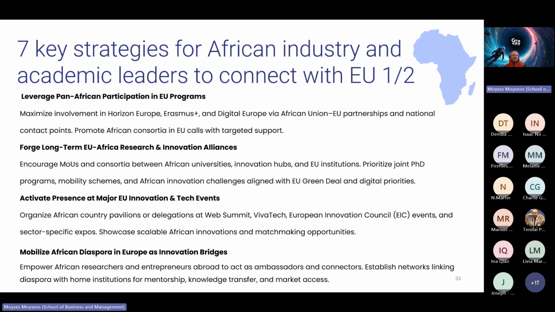Also to activate the presence of major EU innovation and tech events. I mean, we see a lot of regional and very big innovation and entrepreneurship events in Europe and maybe the Middle East. It would be a good idea to have something also for Africa, just like the Web Summit or the World Mobile Congress. And of course, mobilize the African diaspora in Europe as innovation bridges, by empowering African researchers and entrepreneurs abroad to act as ambassadors and connectors.